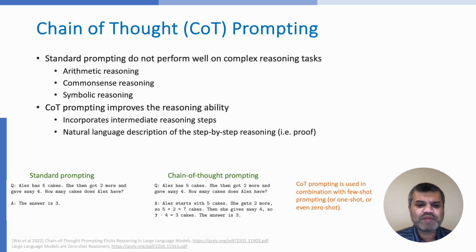In chain of thought prompting, we'll not just give the answer, we'll give the steps also that led to that answer. So in the answer with COT prompting, we can say Alex starts with 5 cakes, she gets 2 more, so she has 5 plus 2 is equal to 7 cakes. Then she gives away 4, so 7 minus 4 is equal to 3, and the answer is 3. And chain of thought prompting can also be used in few shot, one shot, or even zero shot. I'll show you in the coming slides.